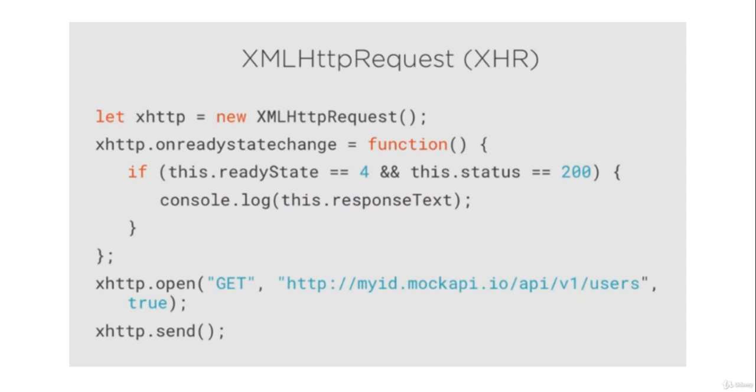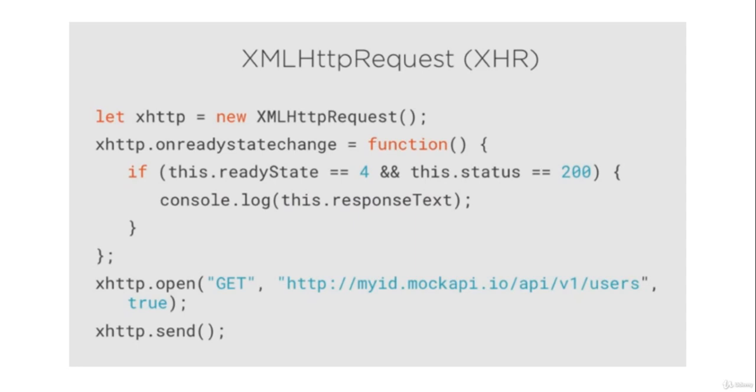To work with XHR, we create a new instance of an XML HTTP request object and we set up an event handler. We want to handle the onreadystatechange event, and if we look at the event handler, we see one of the key problems with using XHR directly.